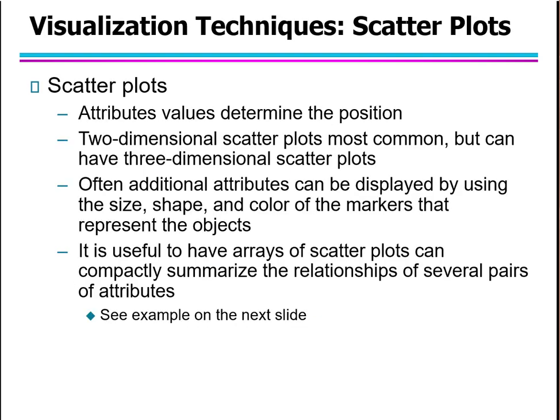Visualization techniques: scatter plots. Scatter plots are another fundamental visualization technique. In a scatter plot, the values of two attributes determine the position of points on a two-dimensional plane. While two-dimensional scatter plots are most common, three-dimensional scatter plots are also possible. Additional attributes can be displayed by using the size, shape, and color of the markers that represent the objects. Arrays of scatter plots can be used to compactly summarize the relationships of several pairs of attributes.